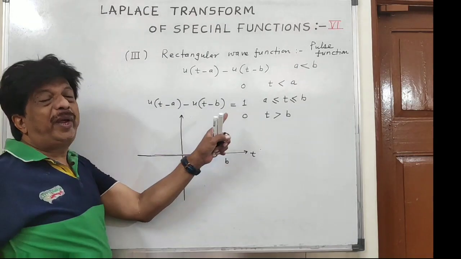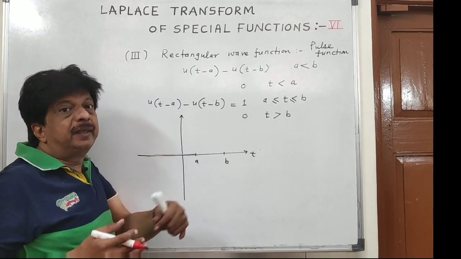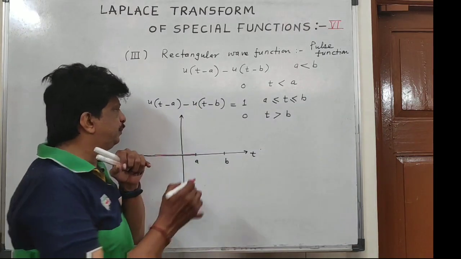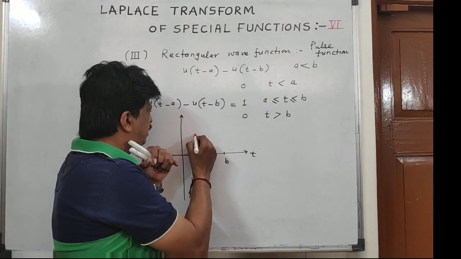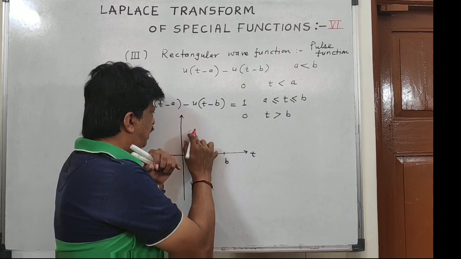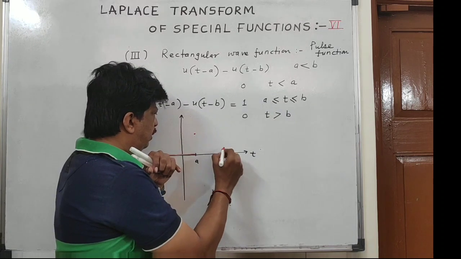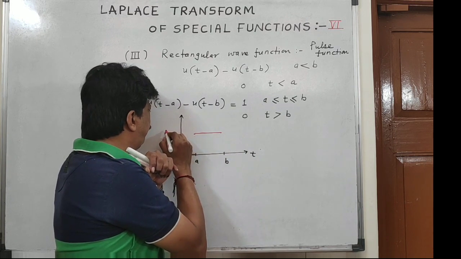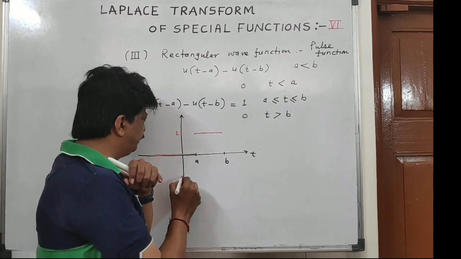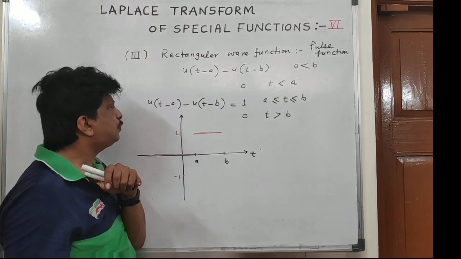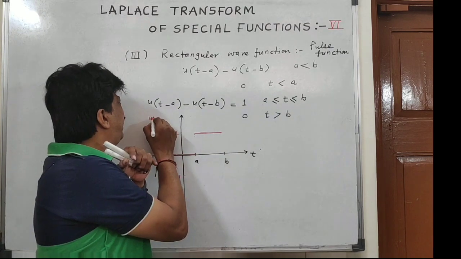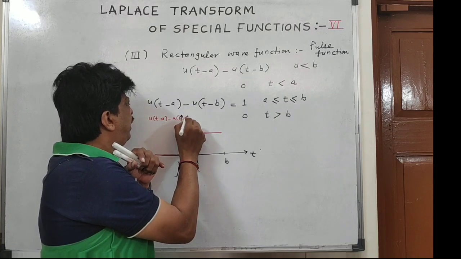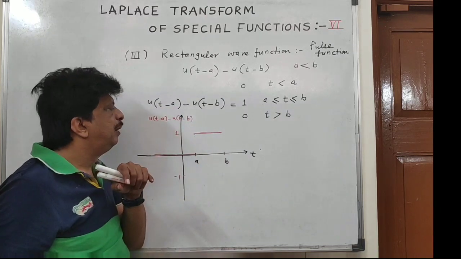Now when t lies between a and b, that is, from t equal to a to t equal to b, its value is 1. So from this point a to this point b, the function takes the value 1. This is u of t minus a minus u of t minus b.